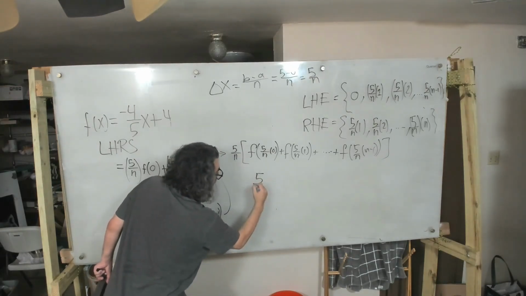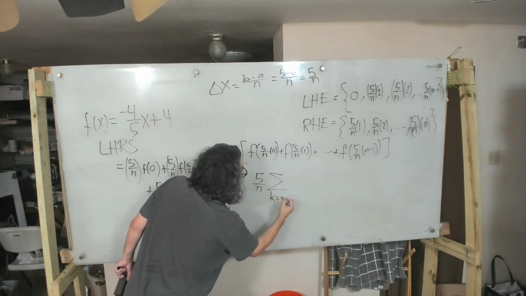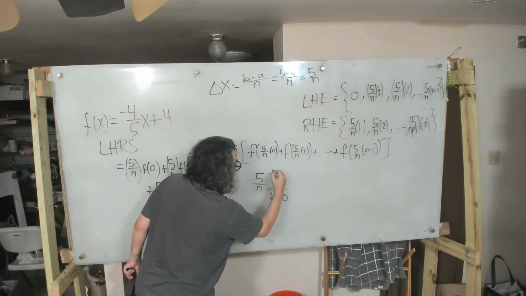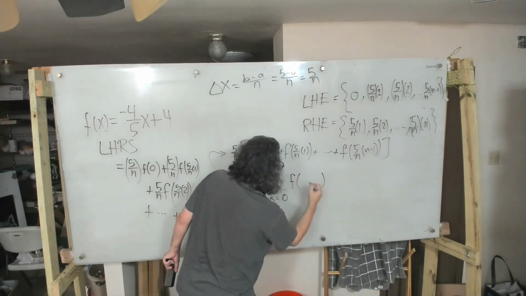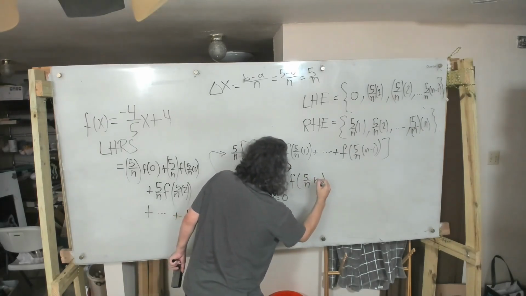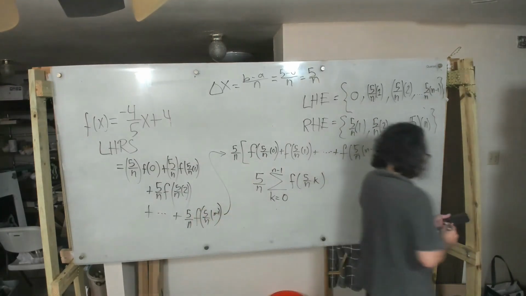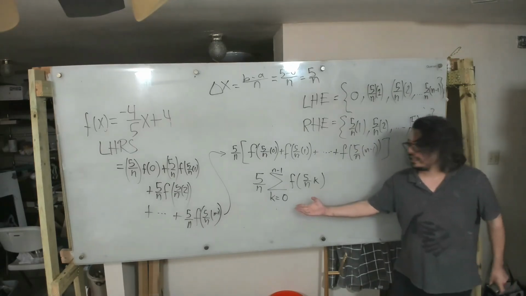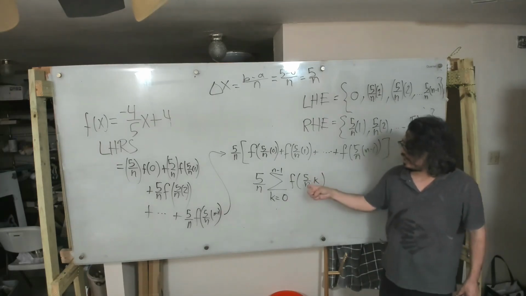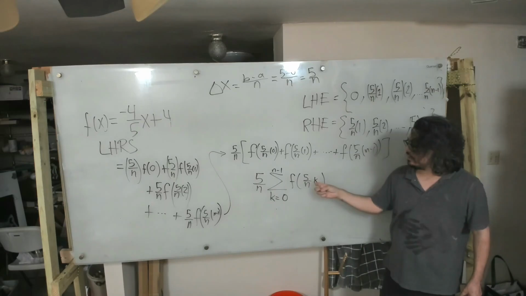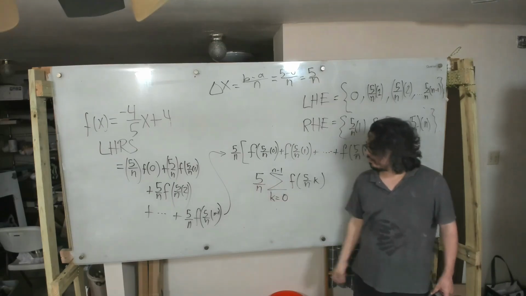So I'll put my 5 over n is the sum from k equals, in this case, from 0 to n minus 1 of the f of 5 over n times k, okay? I want you guys to see how this represents this. See, when k equals 0, I get f of 5 over n times 0, which is exactly this. And of course, it's being multiplied by 5 over n because each term is being multiplied by 5 over n.